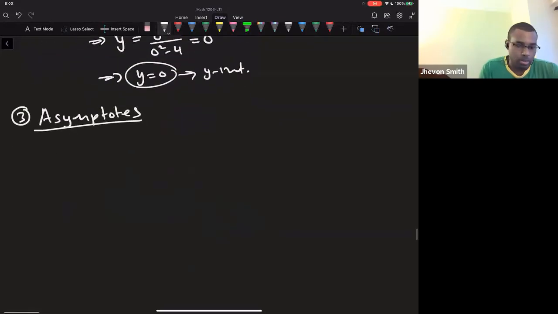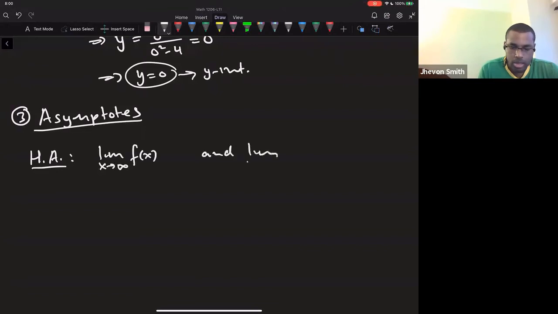Do them one at a time. I would start with the horizontal. Doesn't matter which one you start with, but force of habit, I always start with the horizontal. So you're going to find the limit as x approaches infinity of f of x. And you're going to find the limit as x approaches negative infinity of f of x.